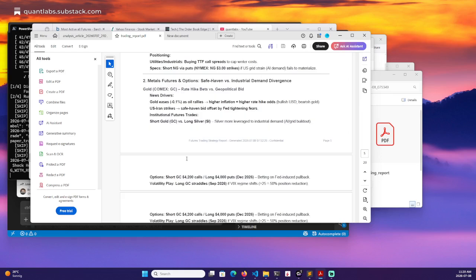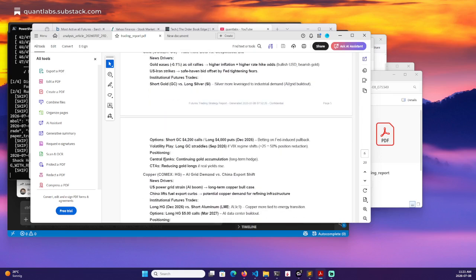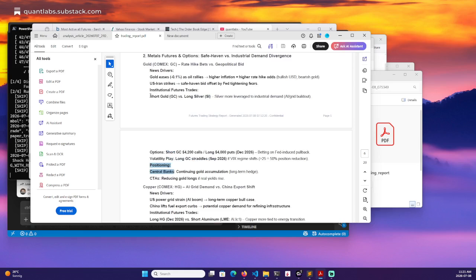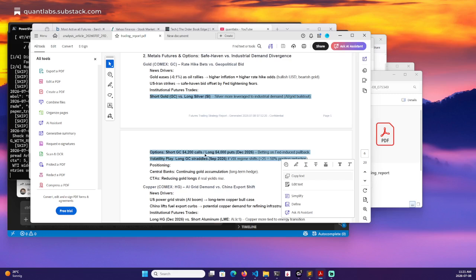So you can see here we got gold, as I said, but this is the important thing right here: what are the institutions doing? What are they setting up and why? Okay. So here, if you look at the options, which is more important than the futures. People seem not to be interested in options. And we're talking about, again, options on futures, not options on stock.